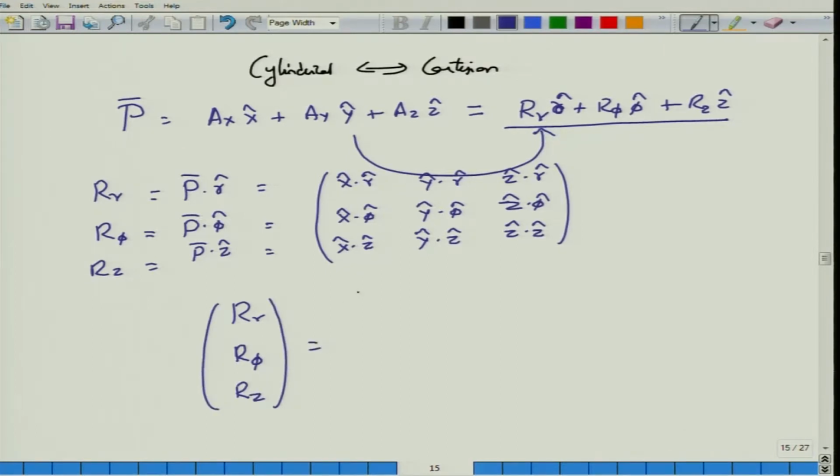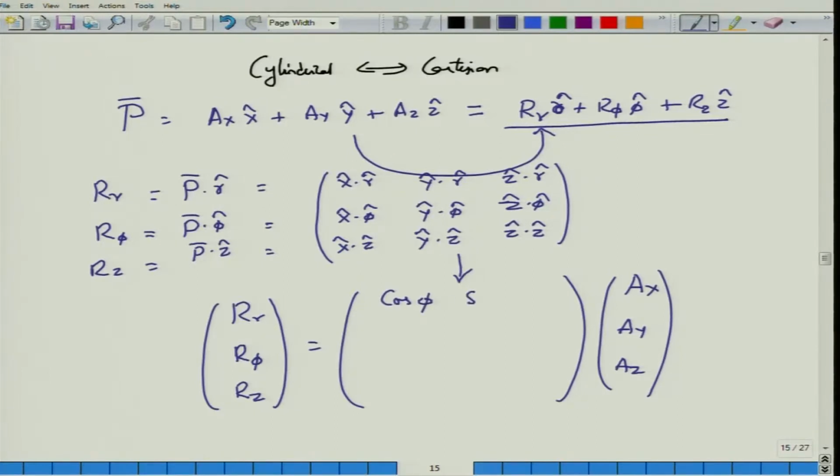Then there will be this transformation matrix, which will consist of the inner products or the dot products of these elements multiplied by whatever the values of ax, ay and az that you have. So, what is the matrix here? X dot r we have already seen, this is nothing but cos phi, y dot r is sin phi. What about z dot r? Luckily for us, z and r are perpendicular to each other, therefore this would be 0. X dot phi we have already seen to be equal to minus sin phi. Y dot phi we have already seen to be equal to cos phi, and then z dot phi is 0. X dot z is 0, y dot z is 0, z dot z is 1.